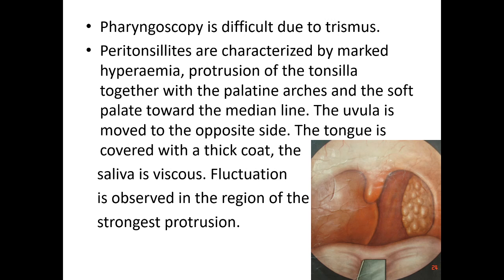Pharyngoscopy is difficult due to trismus. Peritonsillitis is characterized by marked hyperemia and protrusion of the tonsil, together with the palatal arches and the soft palate, towards the median line. The uvula is moved to the opposite side. The tongue is covered with a thick coat. The saliva is viscous. Fluctuation is observed in the region of the strongest protrusion.